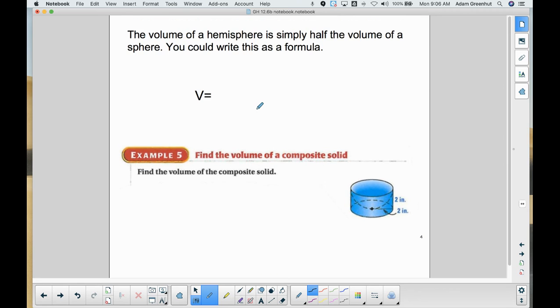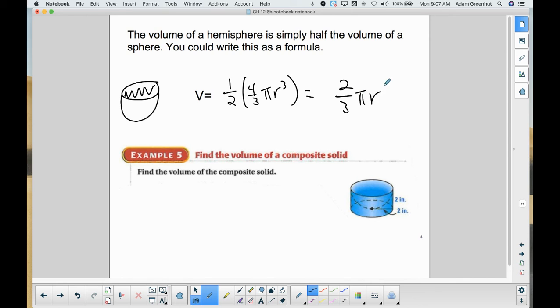And then a hemisphere. Well, a hemisphere is half a sphere. And with surface area, if you recall, when we split the sphere in half, there was a new surface we had to consider. When we're talking about the space inside, the volume of a hemisphere is just literally half the volume of a sphere. So we're going to take half of 4/3 pi r cubed, which is just 2/3 pi r cubed. So you can use that formula for a hemisphere.